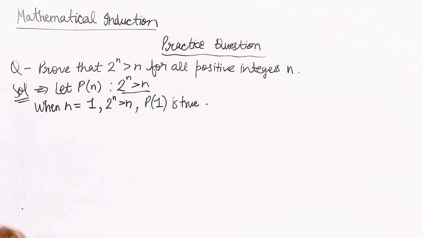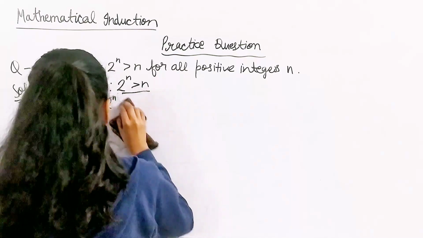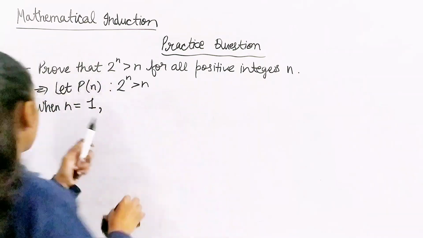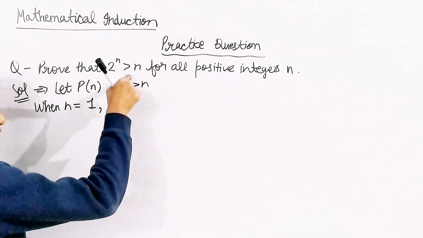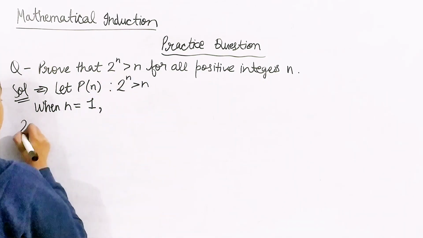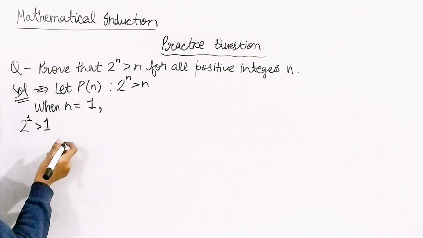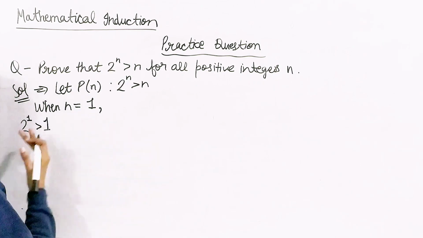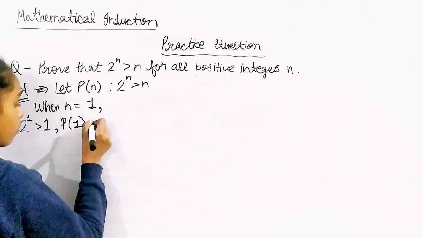One thing I did wrong here was that I didn't write the value of n. So I'm going to do it again. When n is equal to 1, at the place of n, 1 will come. So 2 to the power 1 is greater than 1. This is the correct form. 2 to the power 1 will be 2, and 2 is greater than 1. So I'll say P(1) is true.